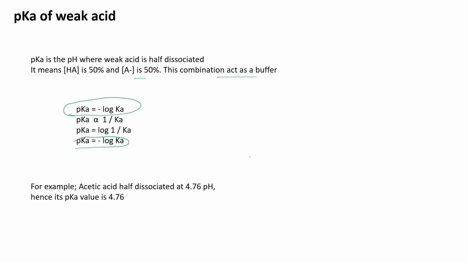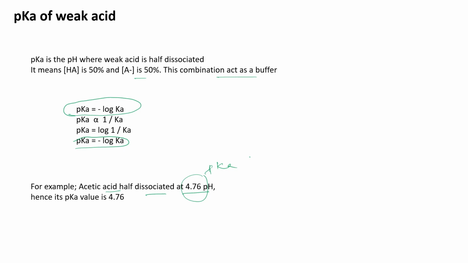For example, acetic acid half dissociates at pH 4.76. That means this is the pKa value of acetic acid. Understood? Acetic acid half dissociates at pH 4.76, so this pH is the pKa for acetic acid. Clear? Now why this combination can act as a buffer, we can understand better in the next video when we study buffers. Till now, all this was for pH.